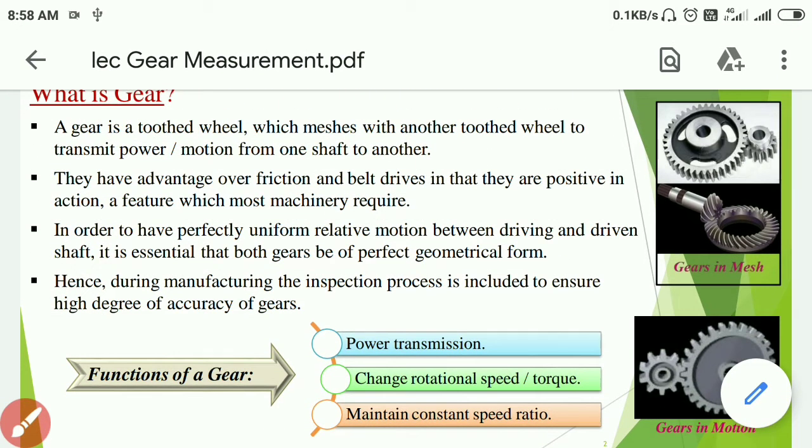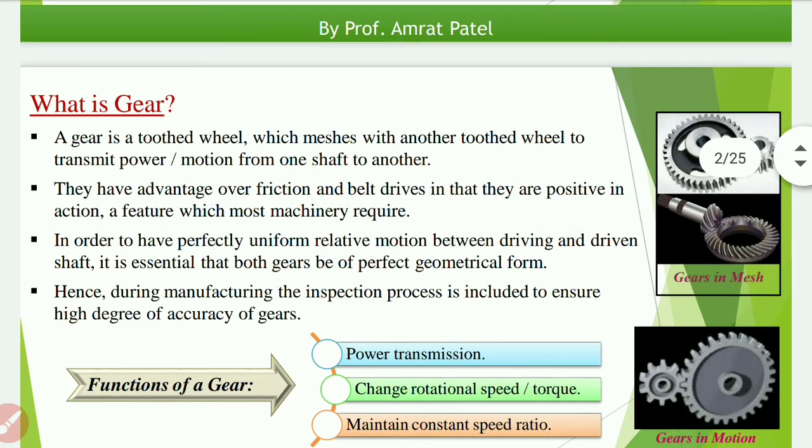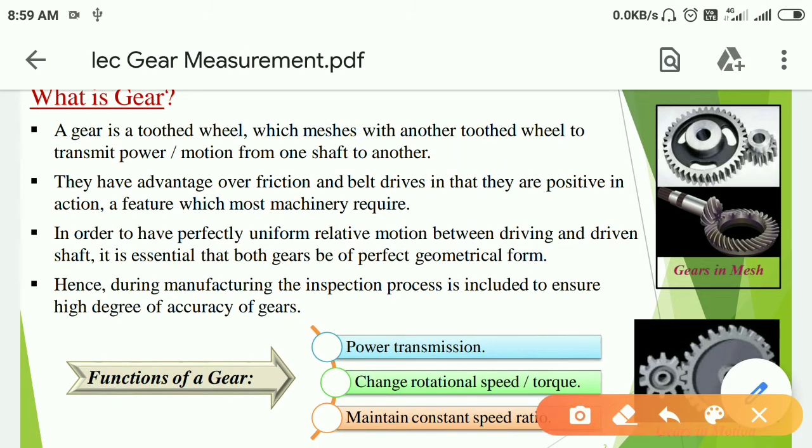A gear is a toothed wheel which meshes with another toothed wheel to transmit power or motion from one shaft to another, as shown in figure here. They have advantage over friction and belt drive in that they are positive in action, a feature which most machineries require.